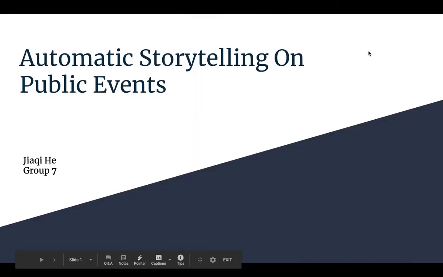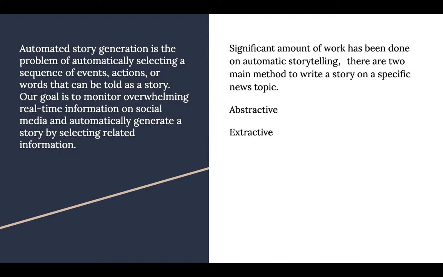Hi everyone, this is my project, Automatic Storytelling on Public Events. Automated story generation is the problem of automatically selecting a sequence of events, actions, or words that can be told as a story. Our goal is to monitor overwhelming real-time information on social media and automatically generate a story by selecting related information. A significant amount of work has been done on automatic storytelling.